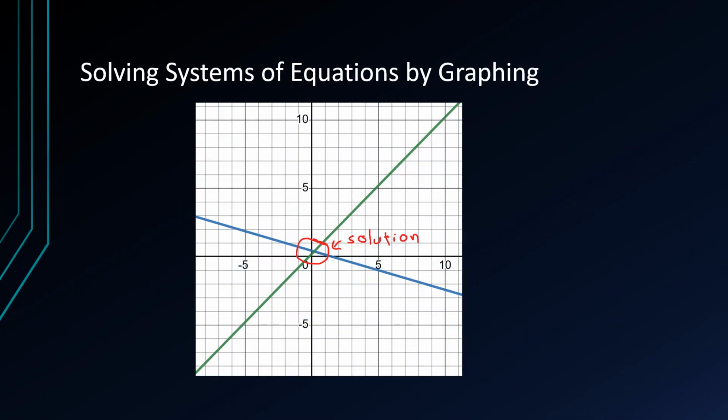Here's an example of a system of linear equations. We can represent them algebraically and on the graph. As stated previously, the solution set is the point of intersection, which is plotted on the graph.